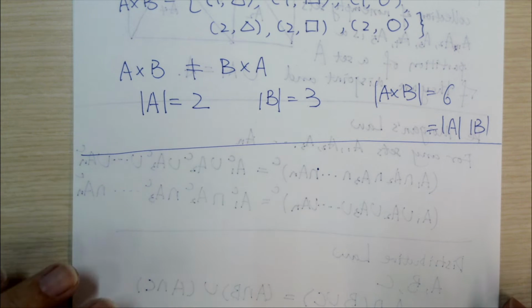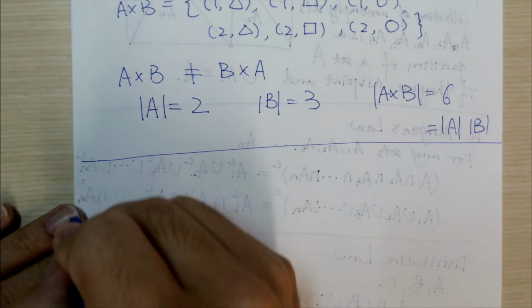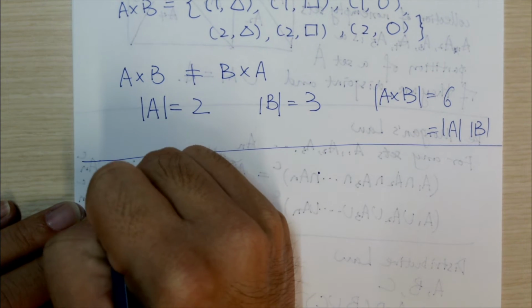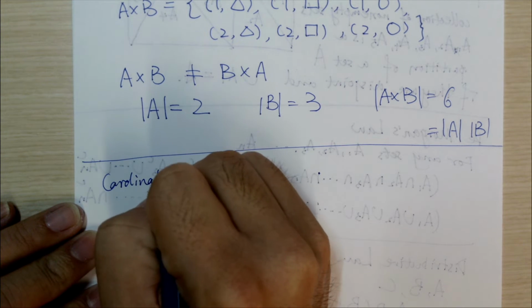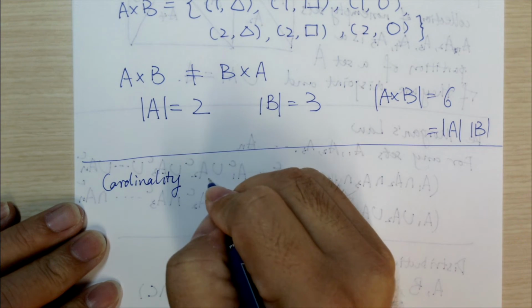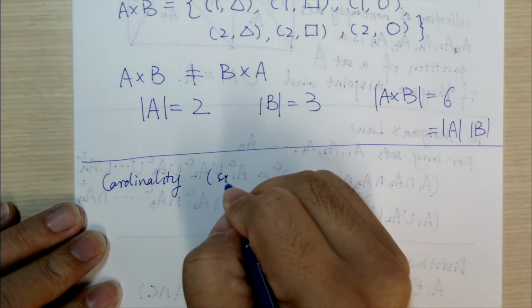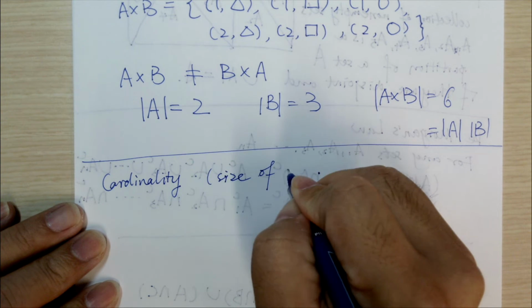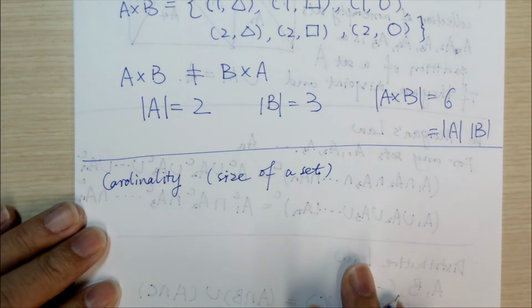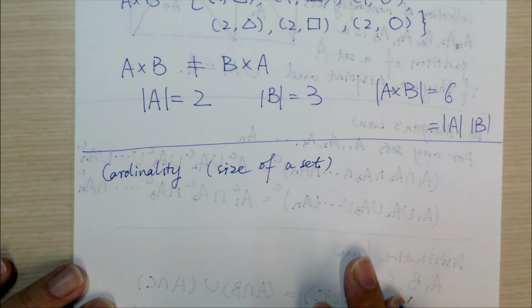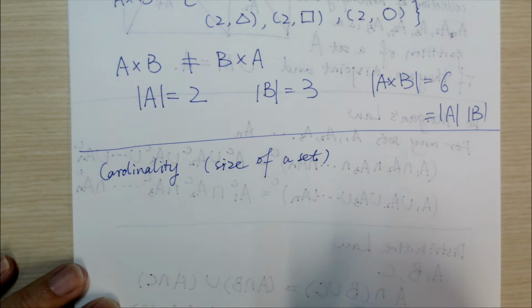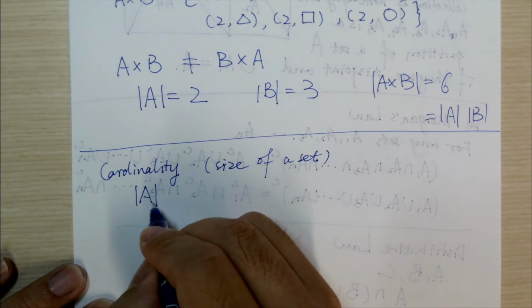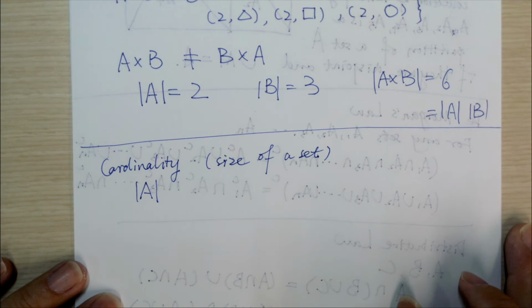So if we talk about the cardinality, let me write this down. Cardinality, basically, we're talking about the size of a set. And then the cardinality of a set, how do we denote it? As you can see, we already know that, right? Which is just like this.